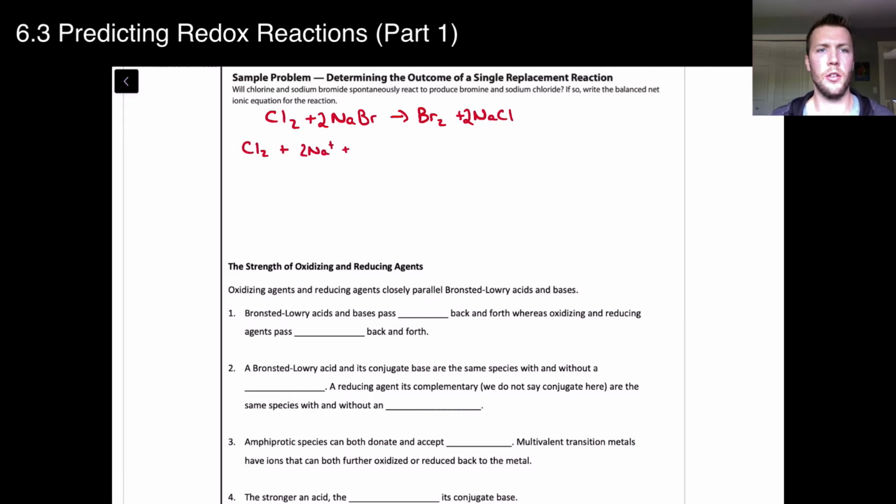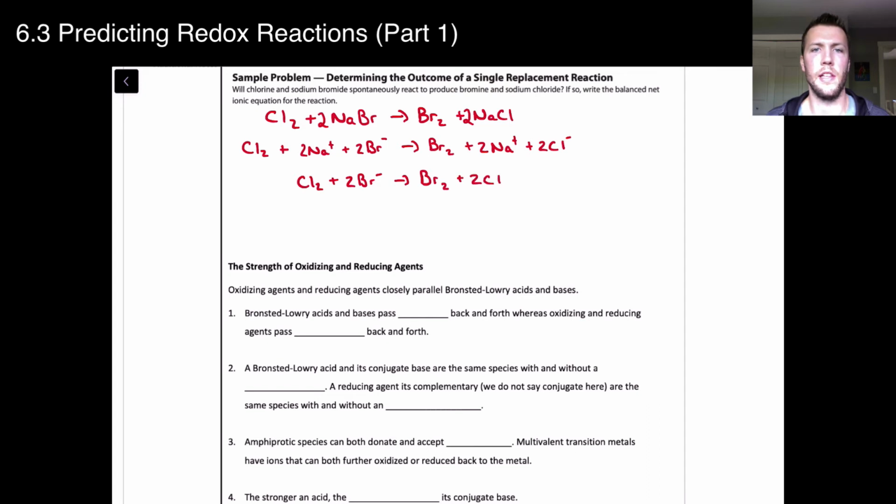The complete ionic equation will show the ions for sodium bromide separated, dissociated into its ions, and also for sodium chloride. So I'm going to write them as sodium ions and bromide ions and sodium ions and chloride ions. And we can see here that sodium ions are a spectator. They appear as both a reactant and a product. So I'm not going to show those in the net ionic equation. So I can see I have chlorine reacting with bromide ion to form bromine and chloride ion.